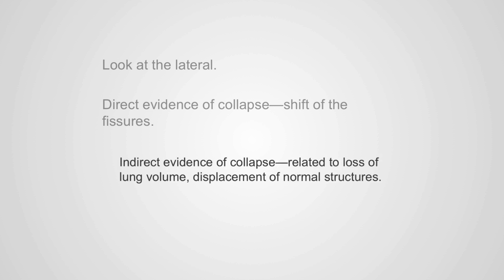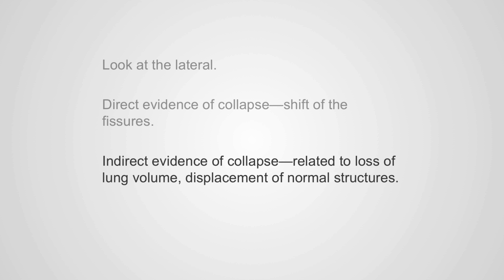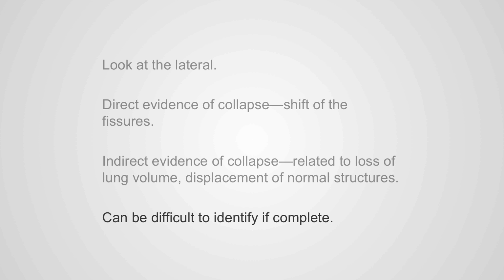So in summary, when we're looking at collapse, it's important to look at the lateral x-ray. Look for direct evidence of collapse, such as shift of the fissures. Indirect evidence of collapse may be present, and this could be related to loss of lung volume or displacement of normal structures. Collapse can be difficult to identify, especially if the collapse is complete.